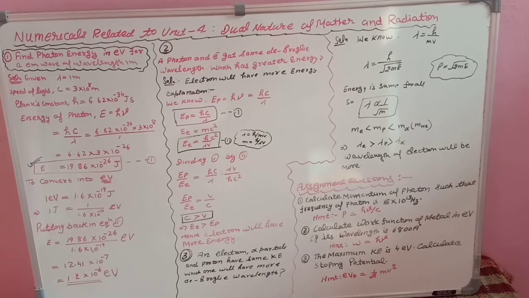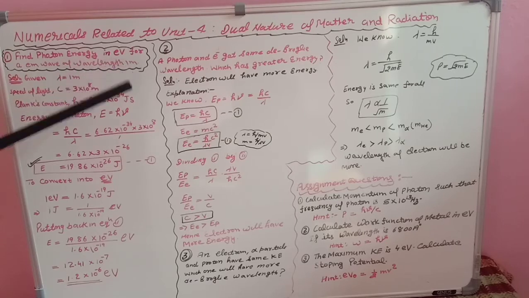So let us proceed with our first numerical. Students, our first numerical is: find photon energy in electron volt for an electromagnetic wave, we call it EM wave, of wavelength 1 meter. First of all, we need to check units. The unit of wavelength is 1 meter, that means it is in SI system. No need to change it. We have to calculate photon energy in electron volt.